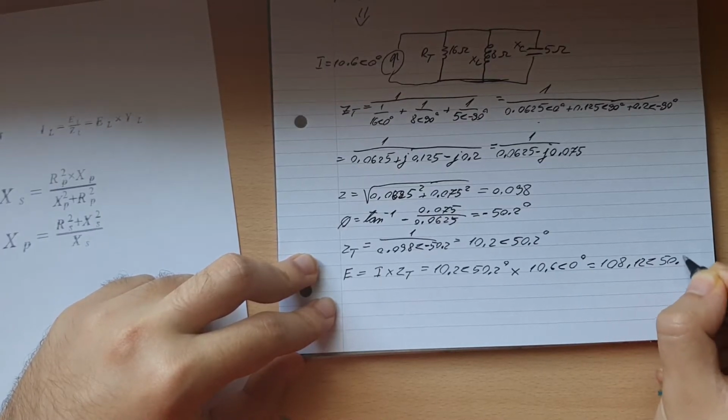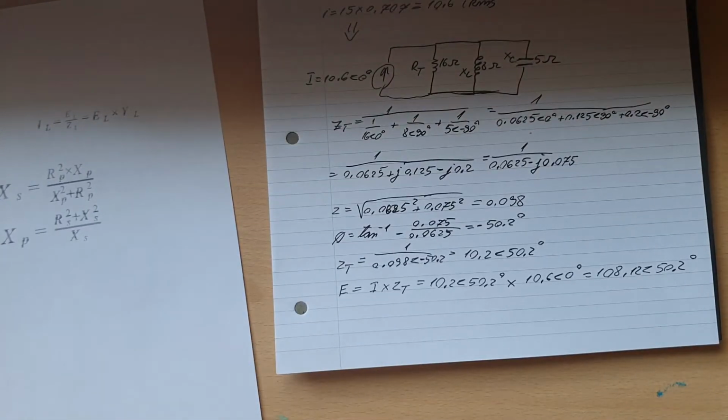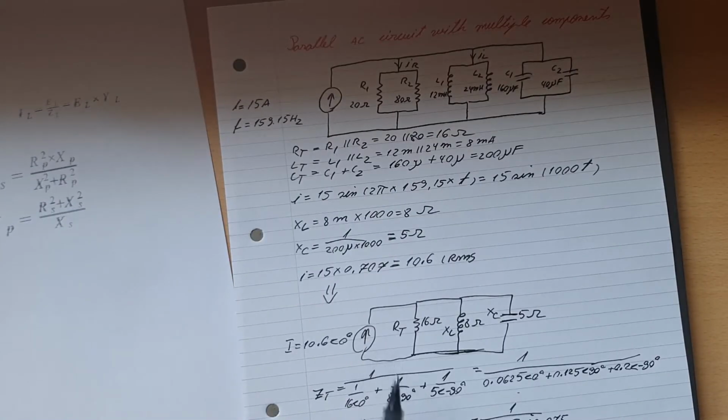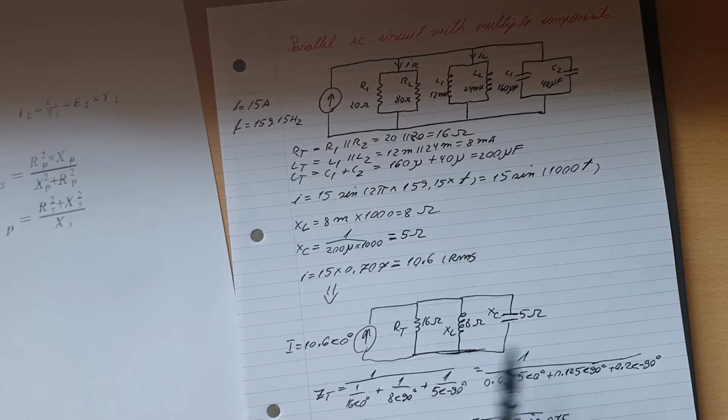of 50.2 degrees. All right, so now that we know the voltage, we know that in this case here, the voltage will just simply spread across all three of them. So because it does spread across all three of them, then we can simply calculate the current through each one of them. So let's go to the next page.